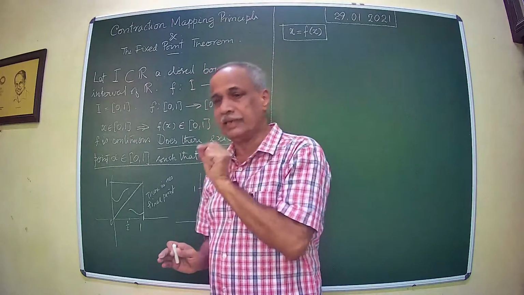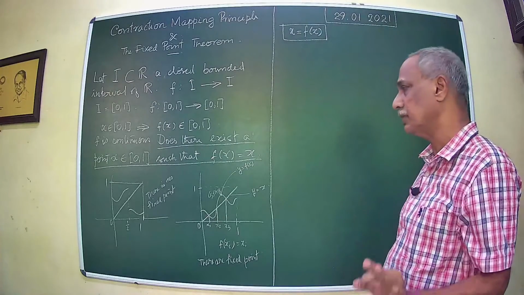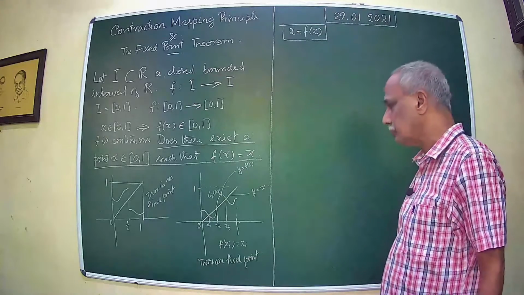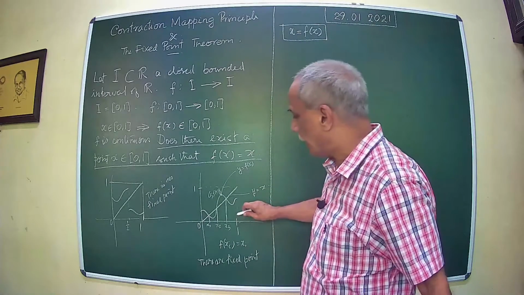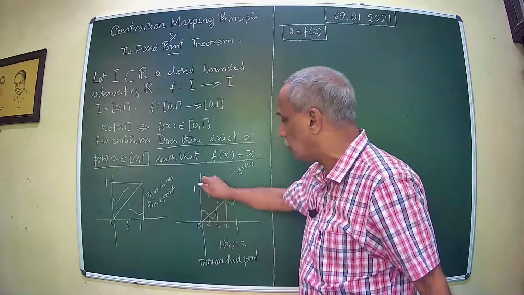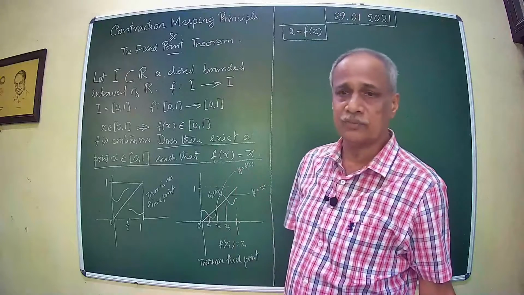I am using the word in general. So that means there are discontinuous functions for which there is no fixed point. But it appears the mapping is from the interval 0 to 1 to 0, 1, and if you have a continuous function, there are fixed points.